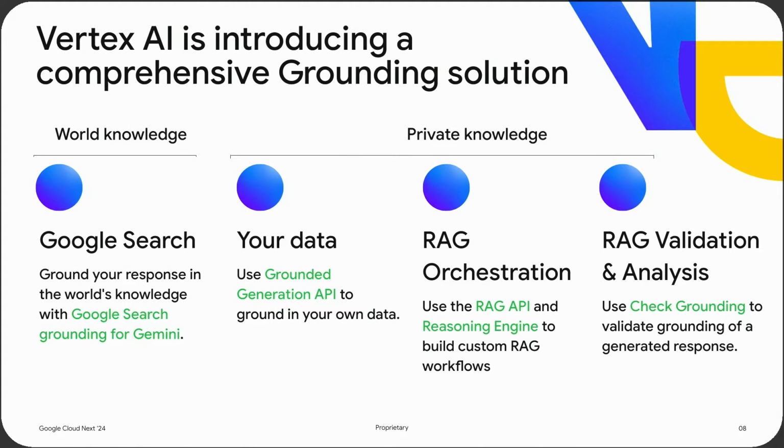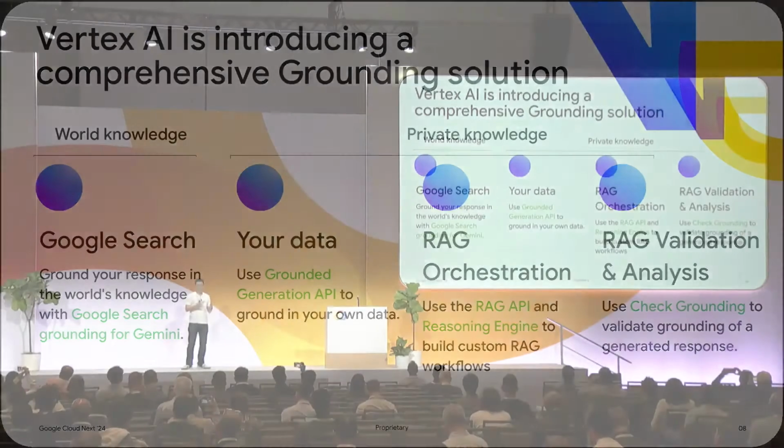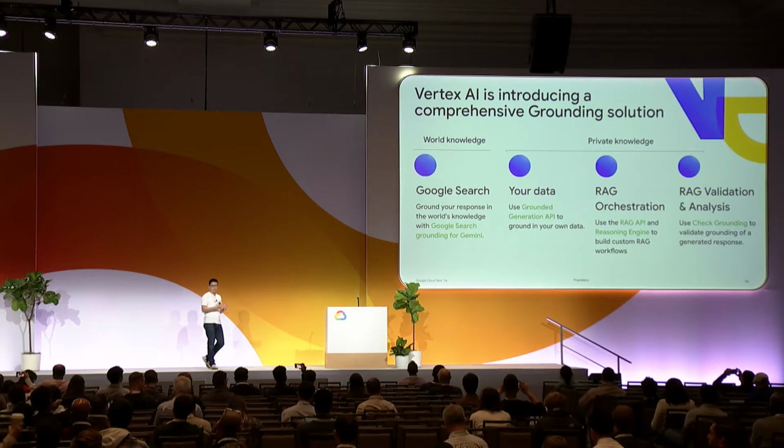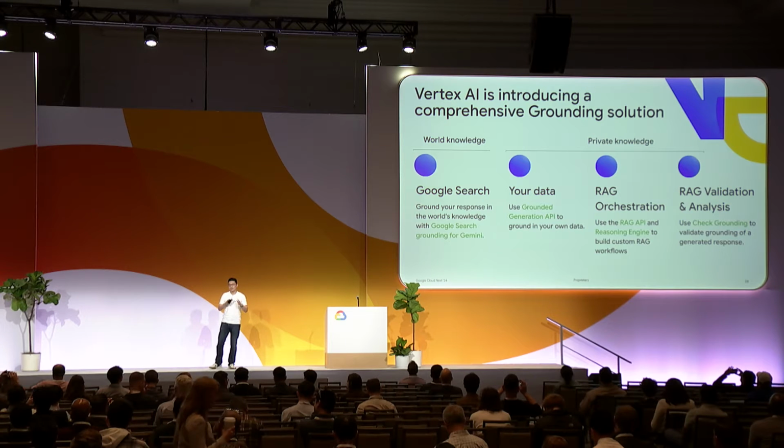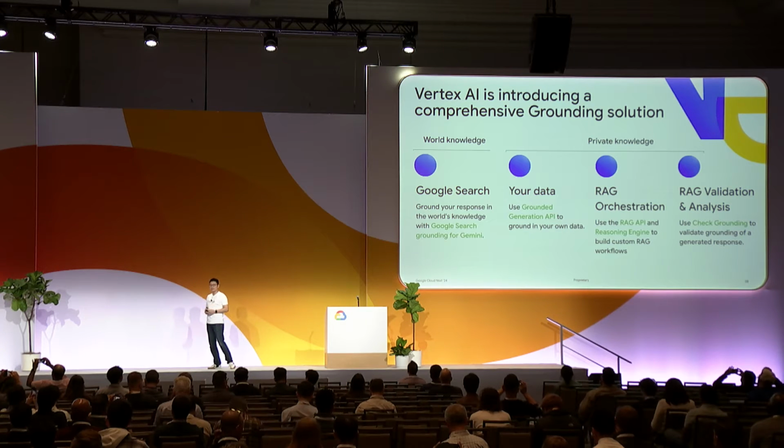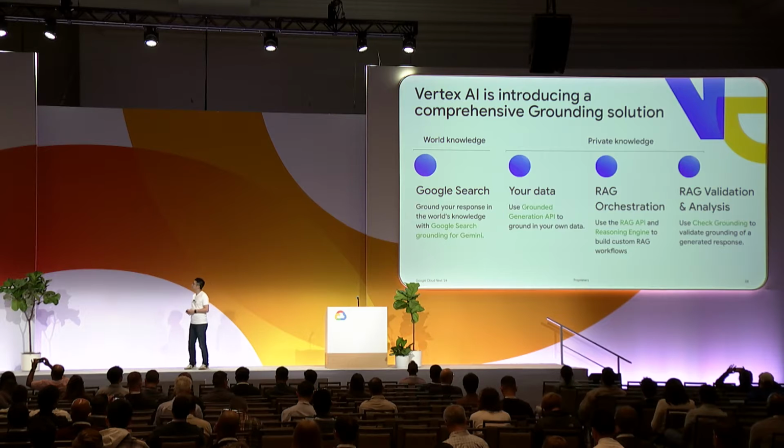Vertex AI has a suite of solutions for grounding. We're happy to introduce a new way of doing grounding with public knowledge with Google Search. And when you're looking at proprietary data, your confidential, sensitive business data, you can use our RAG solutions of Vertex AI Search to build your customized solution on top. We're going to go through each one of those blocks in detail throughout the session.